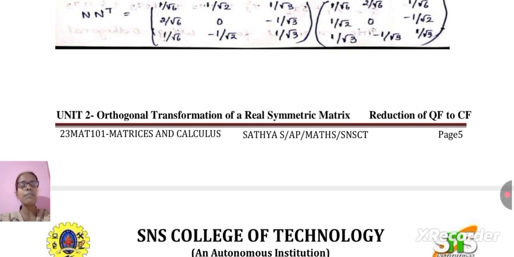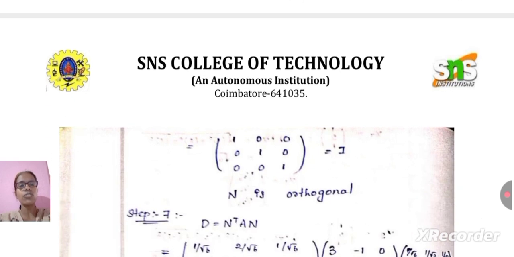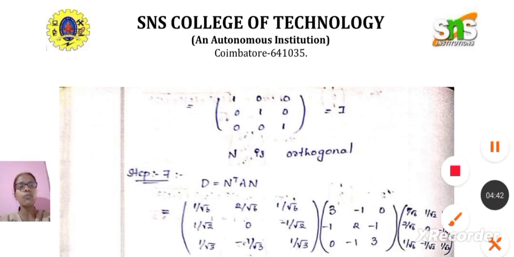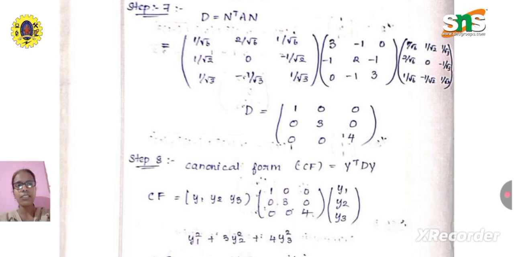Then after multiplying these two matrices, we are going to get the matrix of the form 1, 0, 0, 0, 1, 0, 0, 0, 1, which is nothing but I. So N transpose N is I. That means we can say N is orthogonal. The next thing is we need to find D, which is N transpose A N. N transpose we already know, A is the given matrix, N is again N. Then finally multiply these three matrices.